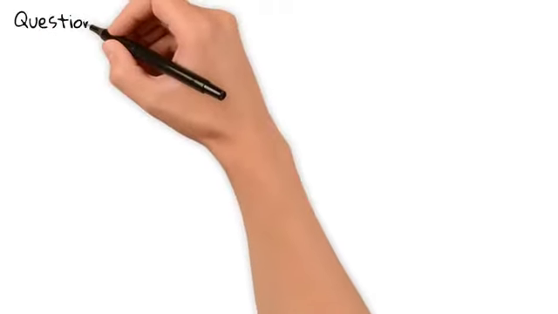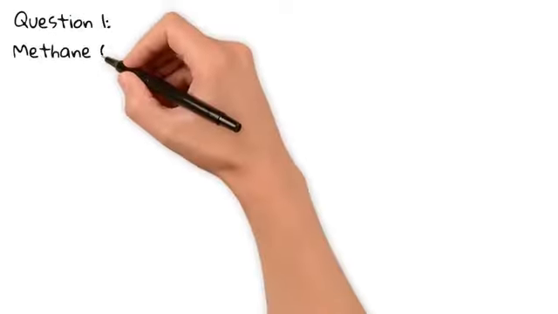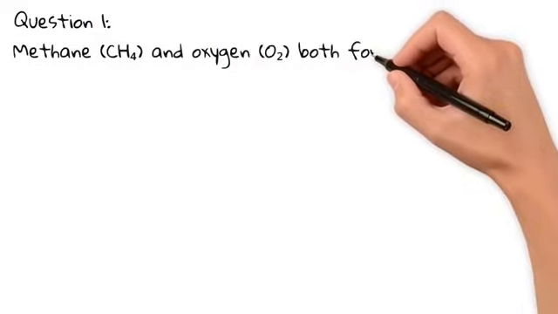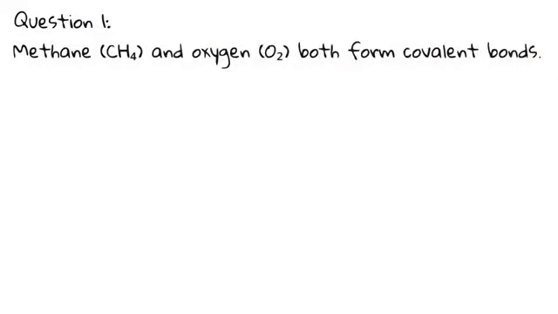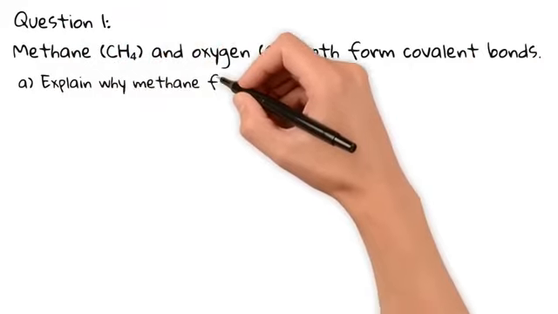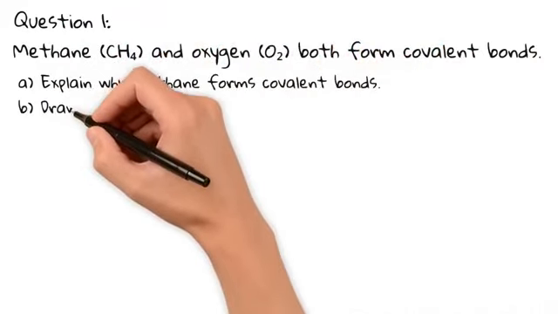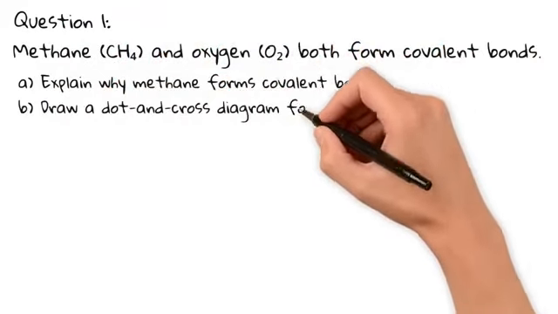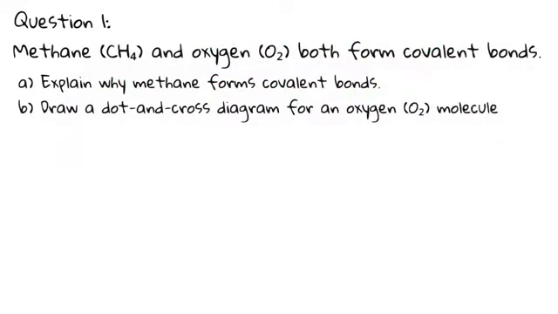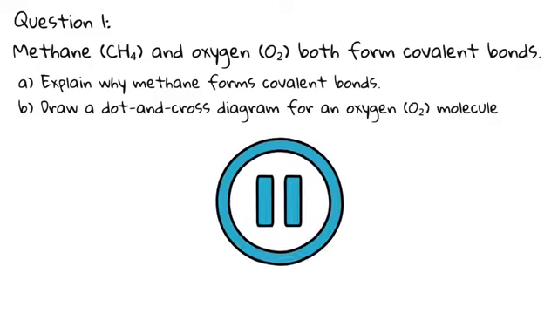Now it's time to test your understanding with 2 IGCSE style questions. Question 1. Methane and oxygen both form covalent bonds. A. Explain why methane forms covalent bonds. B. Draw a dot and cross diagram for an oxygen molecule. Pause the video and try for yourself.